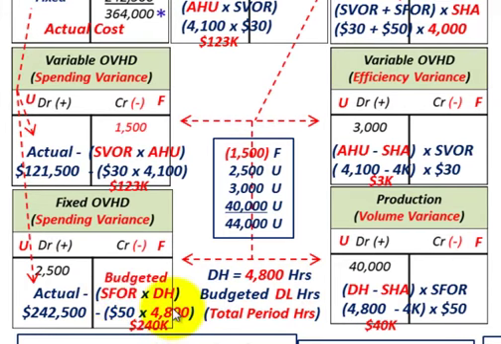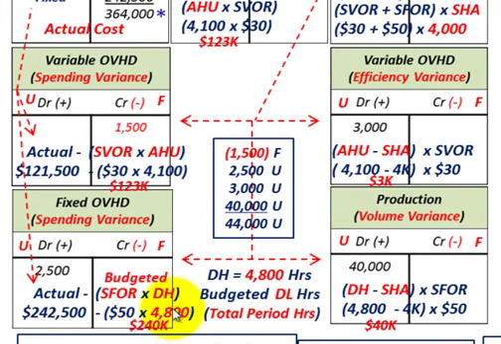So in this case, we're over budget again here. We spent $242,500 versus what we budgeted here for $240,000. So we are overspent here by $2,500. So we debit our fixed overhead spending variance by $2,500.